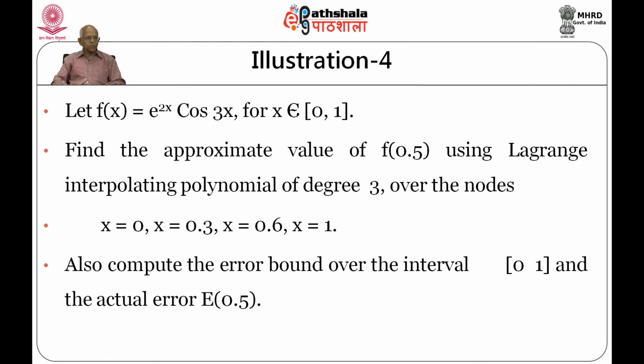and we also want to compute the error bound over the whole interval 0 to 1, because the points are given in the interval 0 1, and the actual error E(0.5). So, what is the actual error at 0.5? In this case, actual error we can find because the form of f(x) is known.